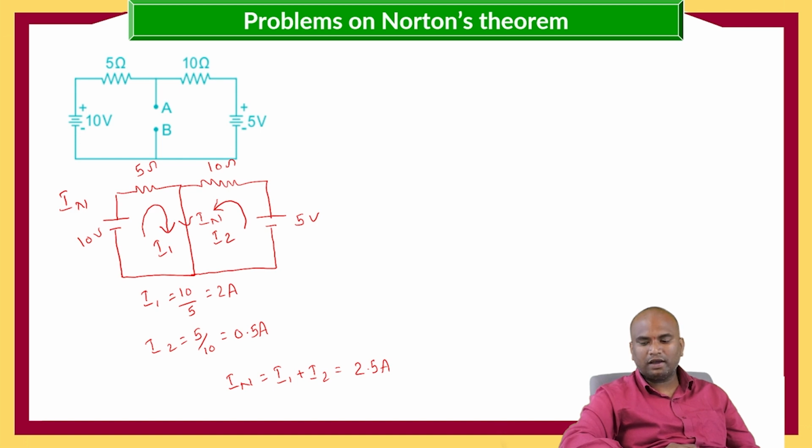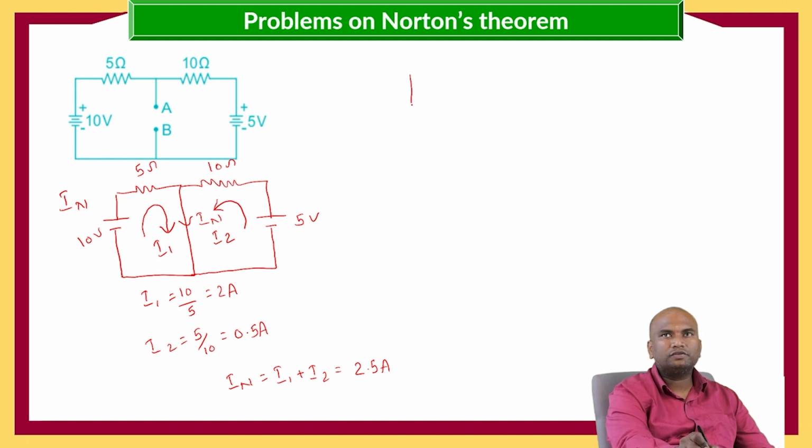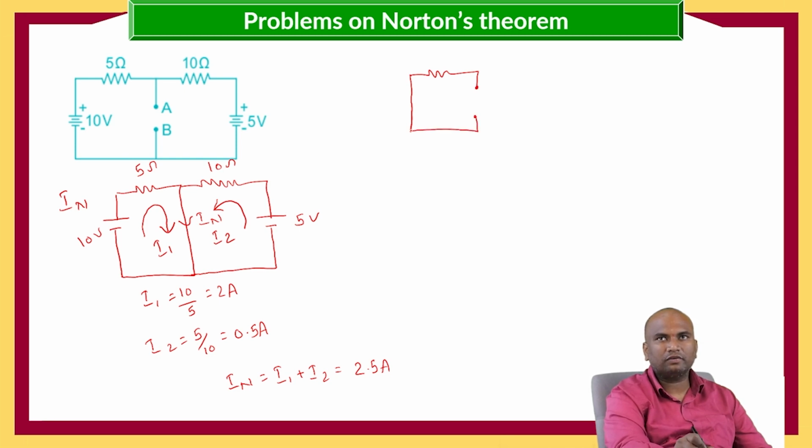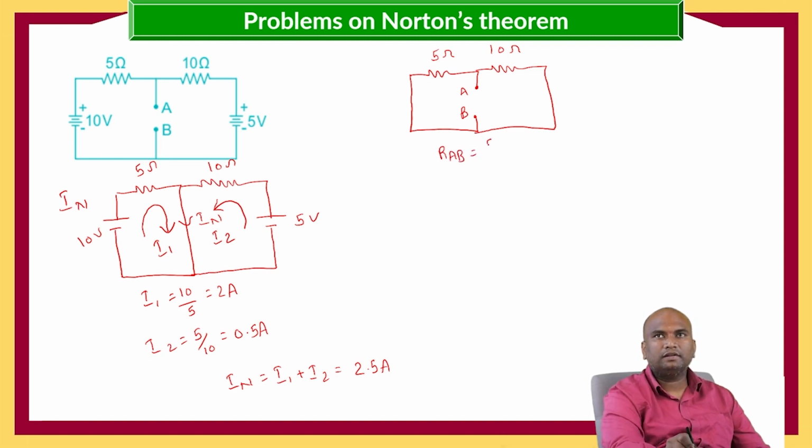Now this is the IN value, and for calculating RN, the voltage source is replaced with short circuit and the load resistance is open circuited. 5 ohms and 10 ohms. Here RAB is equals to, these two are connected in parallel, that is 5 into 10 by 5 plus 10, that is equals to 3.33 ohms. This is the RN value.